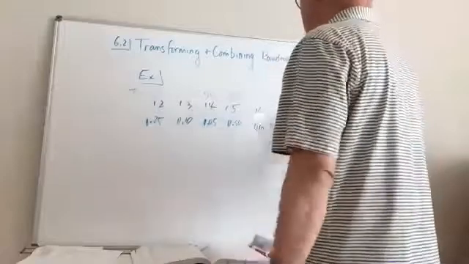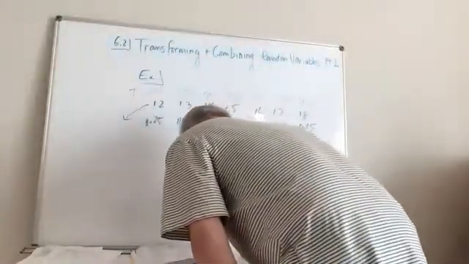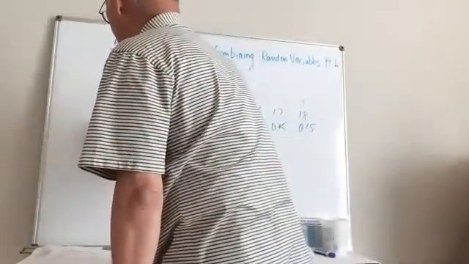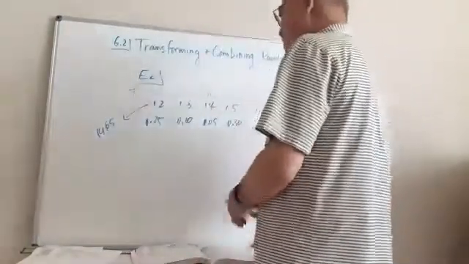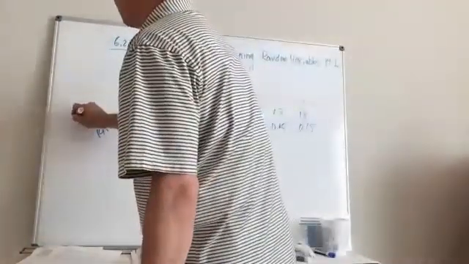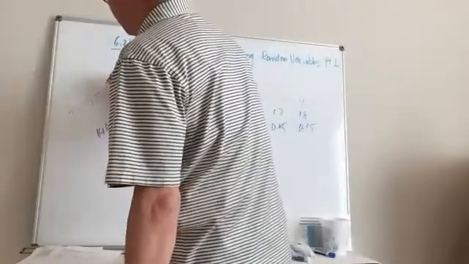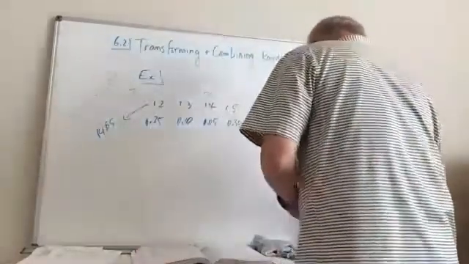B, find the mean of T. Since the mean of this guy, we were told, was 14.65, then the mean of T, since I multiplied it by 50, is nothing more than 50 times 14.65. 50 times 14.65.